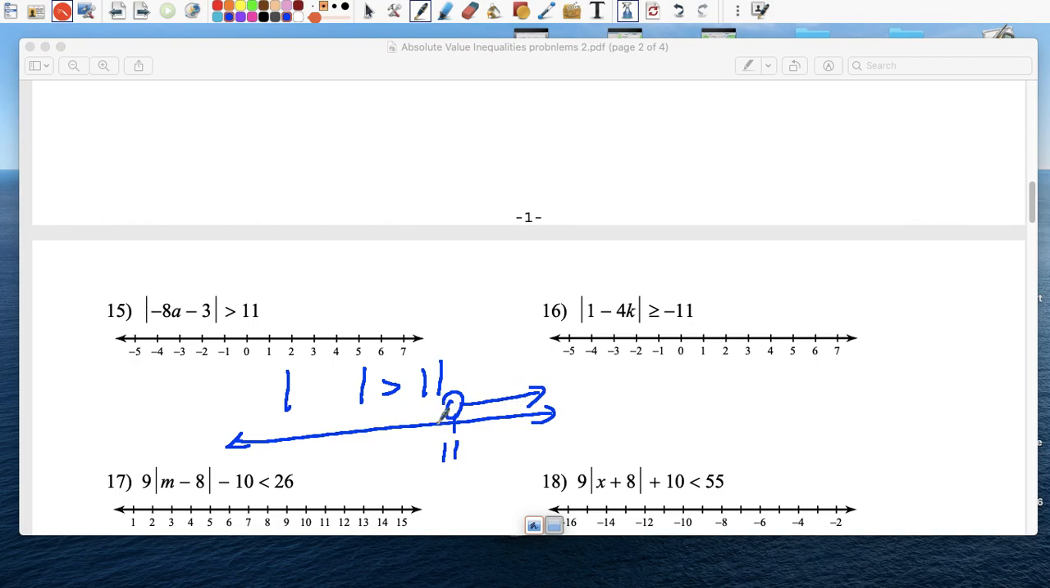Does 10 work? 9, 8, 7, no. All the way to -11. None of these numbers will work. But if you pick a number to the left of -11 and you take the absolute value, yeah, it's going to make that inequality true. So this ends up being an OR problem.